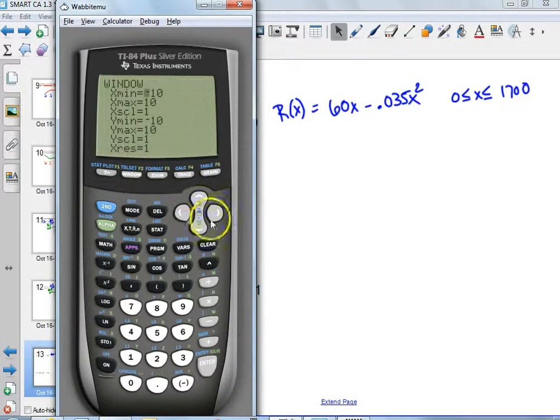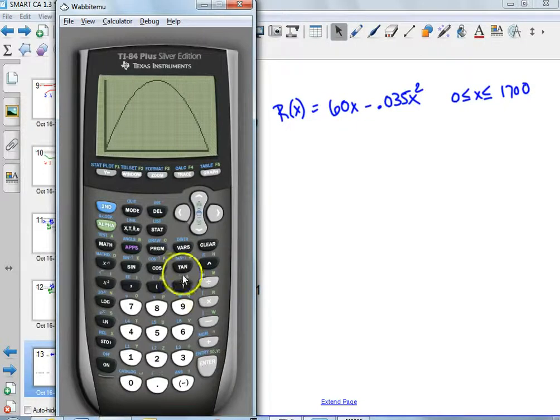You're going to go to Window, and you're going to set up your x's to go from 0 to 1700. Now, I don't really know a lot about car seat sales when it comes to a big company. So instead of setting up the y's myself, because I don't know how much money they're going to make, I'm going to make the calculator do it. Since I set up the x's, I can choose what's called zoom fit. So press the zoom button, and then at the bottom, like a 10th choice, it says fit. So choose zoom fit, and it should adjust the y's to give you a pretty picture. Now, if it doesn't work, you might have to hand adjust it a little bit more.